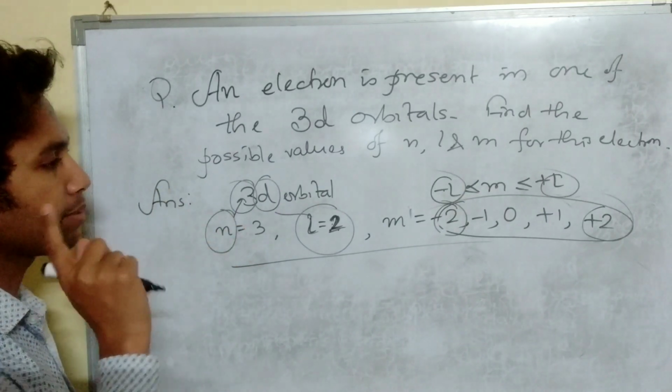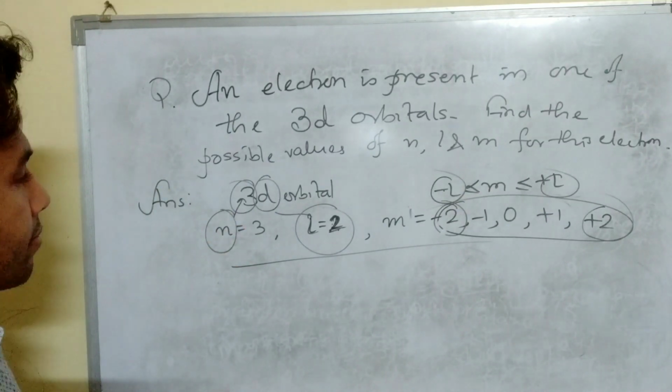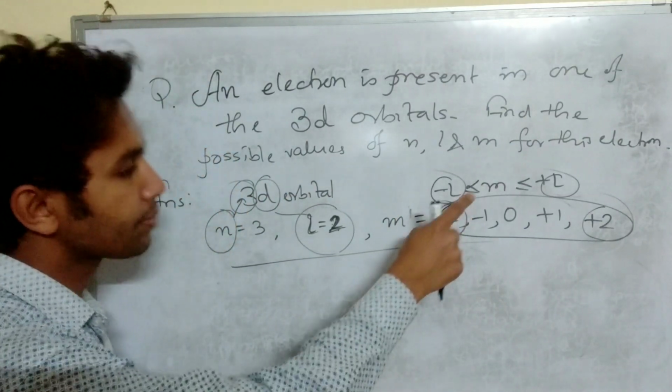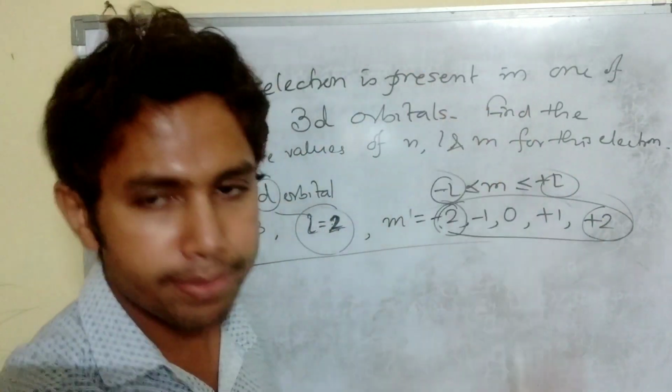So the possible values of n will be 3, l will be 2 and m will be minus 2, minus 1, 0, plus 1 and plus 2.